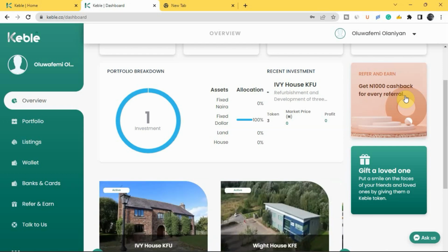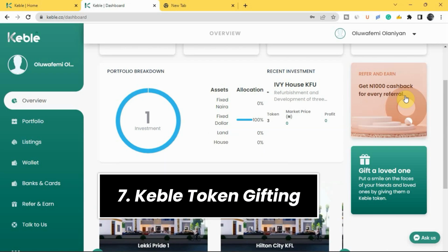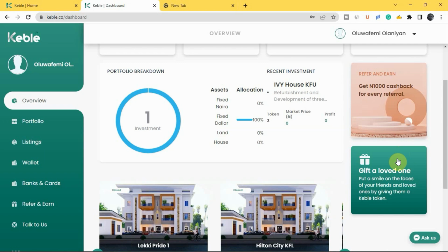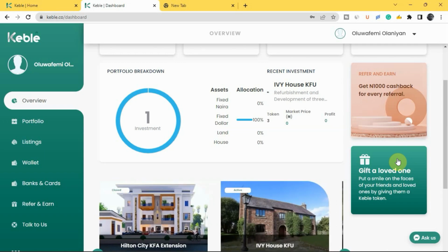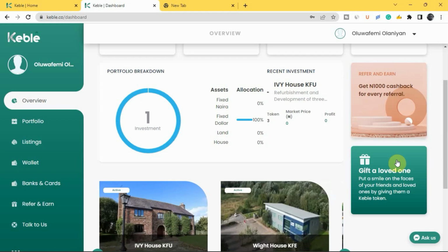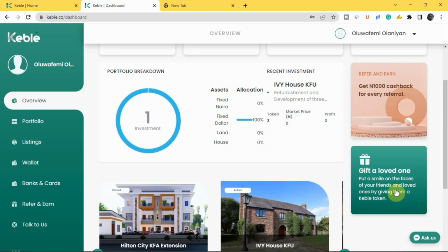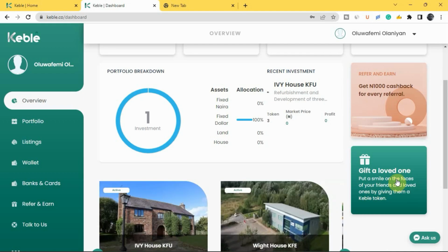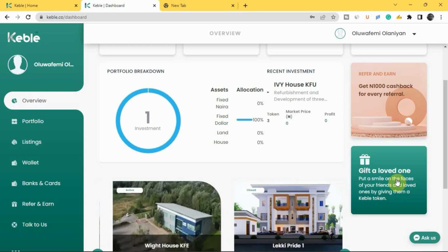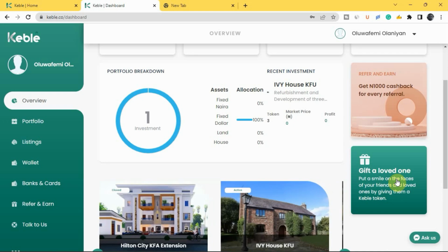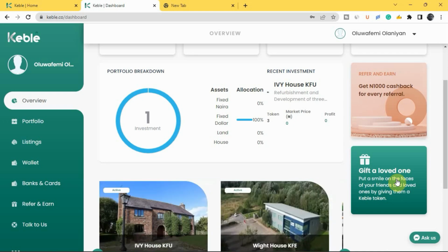And number 7 is the gifting feature on the app. So if you look below the refer and earn feature, you see that you can send Keble tokens to your friends and loved ones on the Keble platform. So you can see what you have here: gift a loved one, put a smile on the faces of your friends and loved ones by giving them a Keble token. This means that you can send Keble tokens to your friends that are also on Keble. So let's say for example you want to send maybe $10 to someone. All you need to do is send one Keble token to that person. So that is another cool feature on the Keble platform.